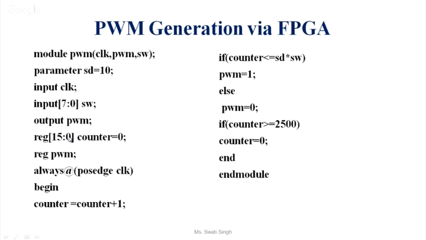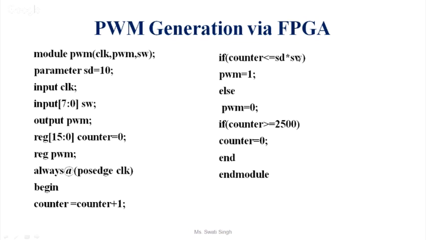I am taking a 16-bit counter and initializing it with 0 value. Because the output is PWM, we take a register of the same name, register PWM. Now always at the positive clock edge, when your positive clock begins, your counter is incremented by 1. Now if your counter is less than or equal to SD, SD is the parameter which you already defined in your program, 10 multiplied by SW. SW is the value which we are going to give by FPGA switches.